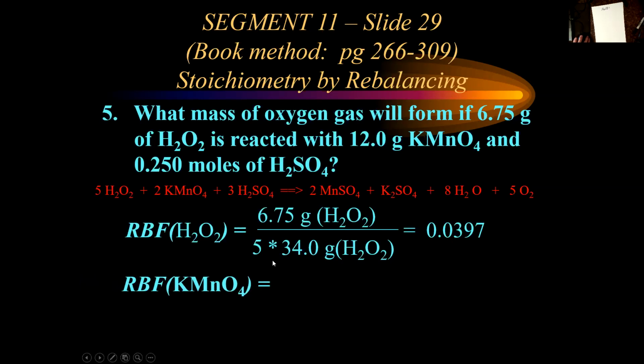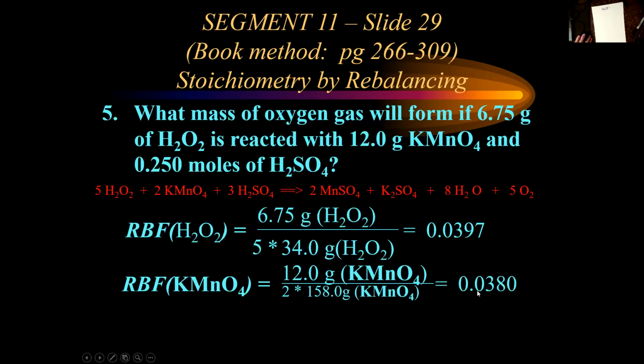We're going to have another rebalancing factor. Okay, we've got an amount of potassium permanganate given. How much is it? It's 12 grams. And how much is shown in grams of this? It's 2 times the molar mass of this. And the molar mass of potassium permanganate, if you figure it up, is 158. There's 2 moles, so it's 2 times 158. Do your math. You get 0.0380. Okay, this one's winning so far. This is a smaller number than that one.